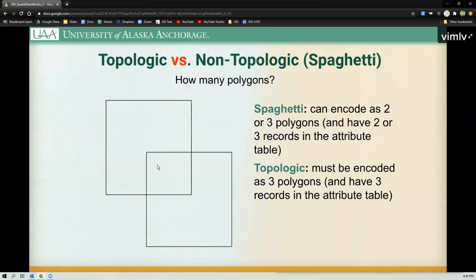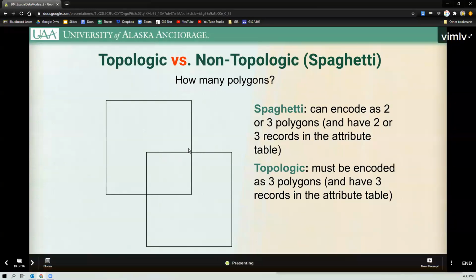So for spaghetti mapping, you can have multiple polygons. Each one is related to a record in the attribute table. If you're following the rules of topology, where you cannot have overlapping lines without a node at their intersection, then this is 3 features. So there's some interesting consequences for that.